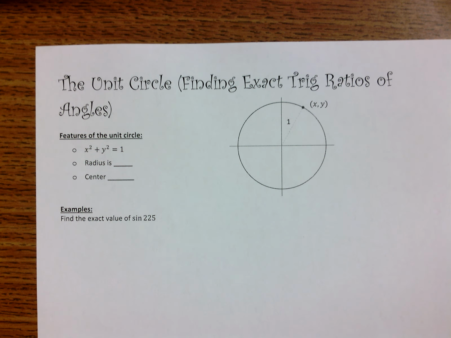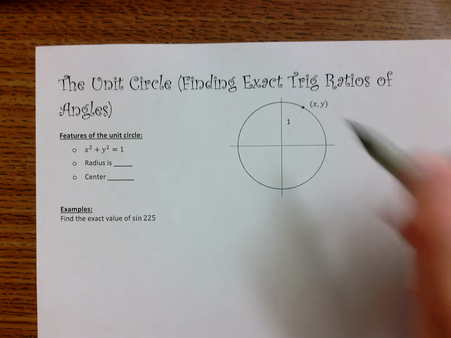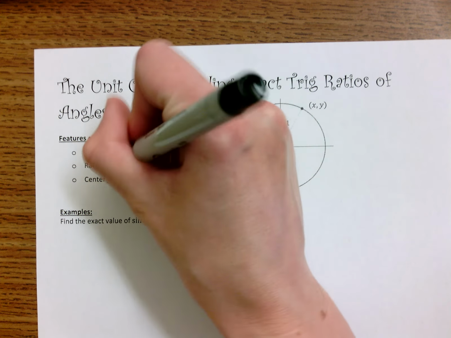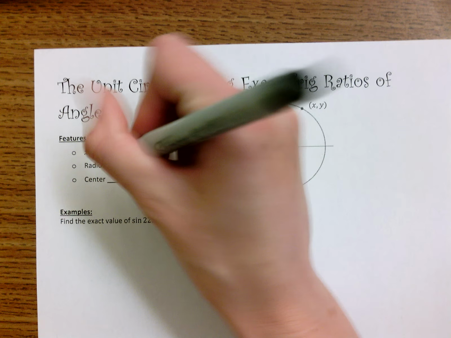All right, so the next thing we're going to look at is something called the unit circle, which is a tool that you can use to find exact trig ratios of different angles. When we talk about the unit circle, unit is just a fancy math word for the number one. All that the unit circle is, is a circle set up so that the radius of the circle is one. That's where the unit part comes from.